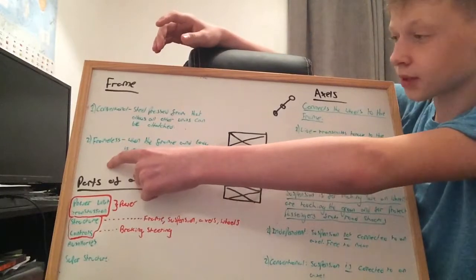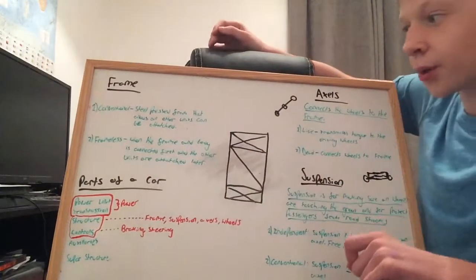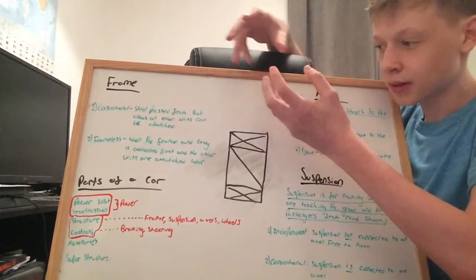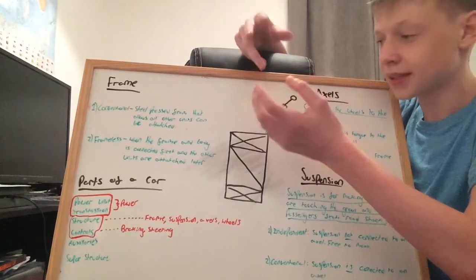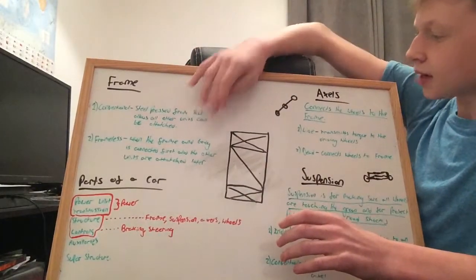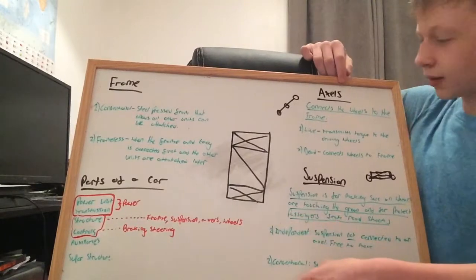Frameless chassis is when the frame and body are connected at the same time and then all the units are put in. So it's not directly connected to the frame, it's connected to the superstructure or body. Now that is frameless. Moving on to axles now.